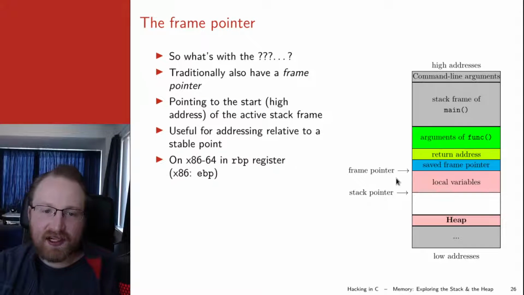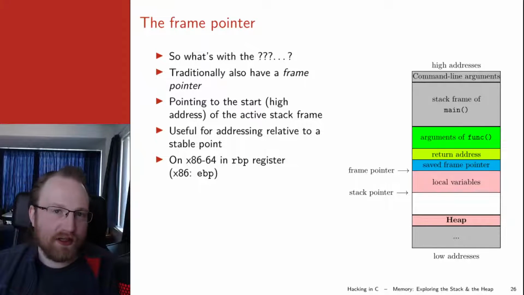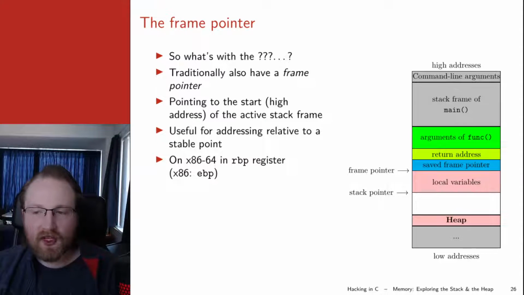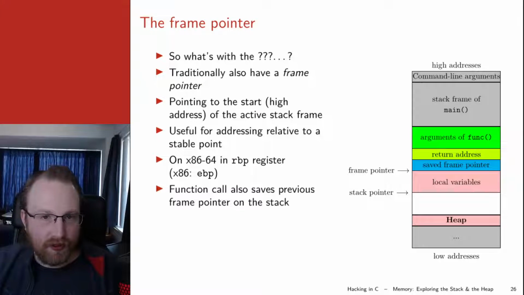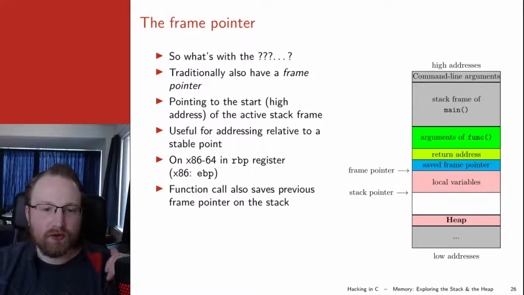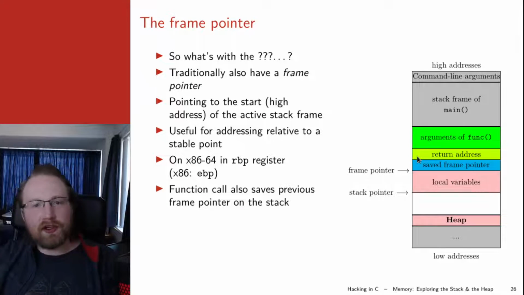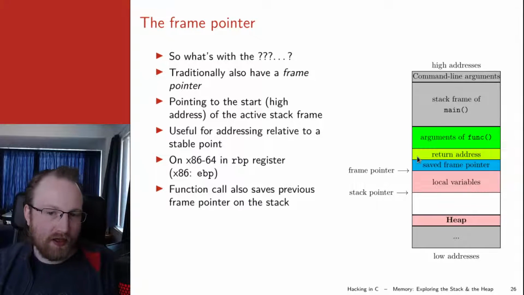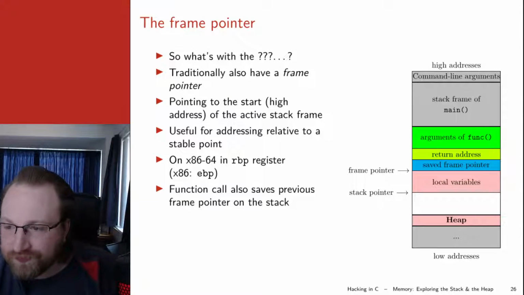And on x86-64, this frame pointer lives in the RBP register. And if we did a function call in this situation, then this frame pointer would also be saved to the stack. And just like the return address gets put into the instruction pointer register again, the saved frame pointer gets put into the frame pointer register again, right? So it's some additional bookkeeping just to keep track of the position in the stack.